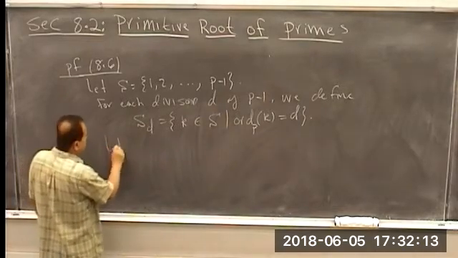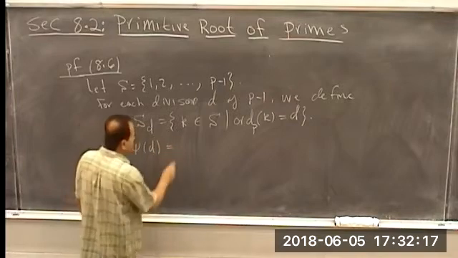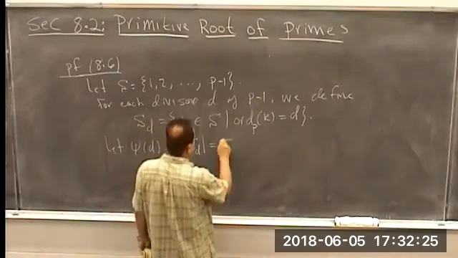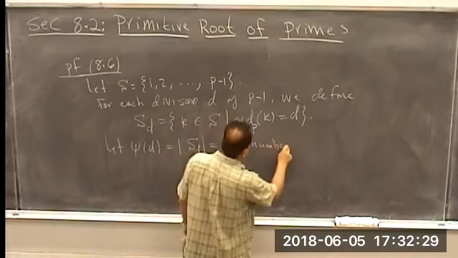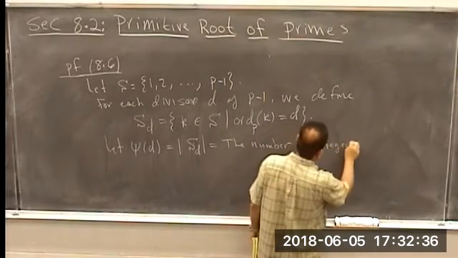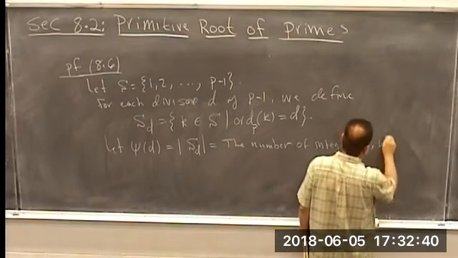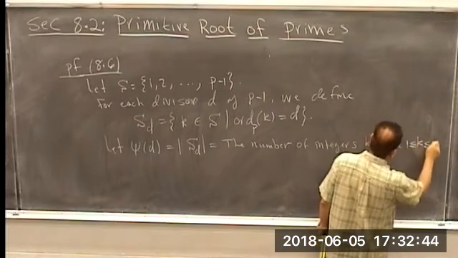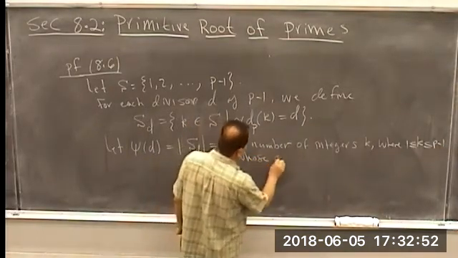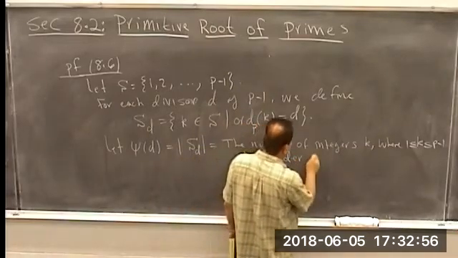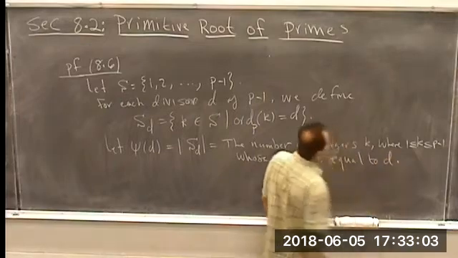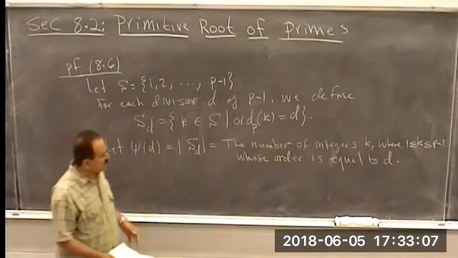And we're going to let C of d be the cardinality of this. So in words, this is the number of integers k, where k is between 1 and p minus 1, whose order is equal to d. I want to give it descriptively. That's the way it is done in the book.